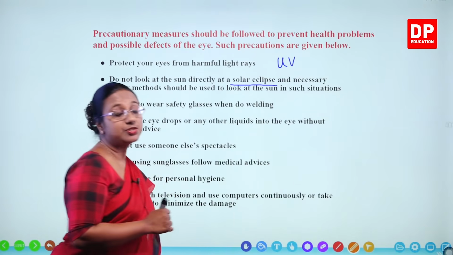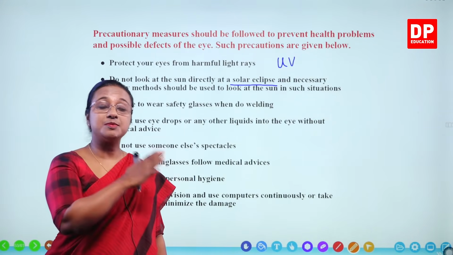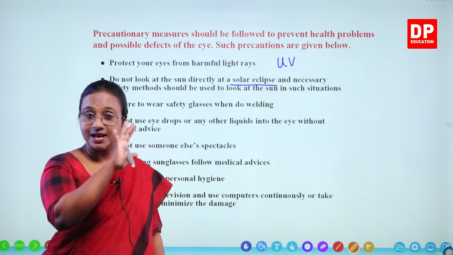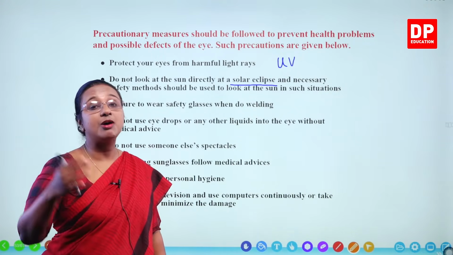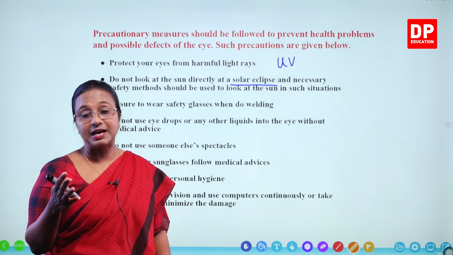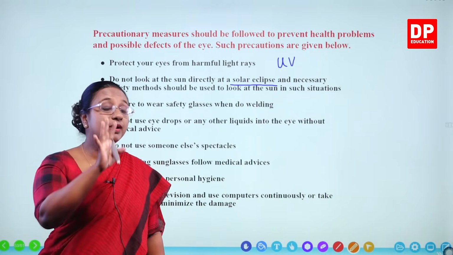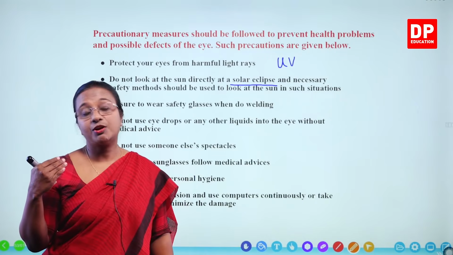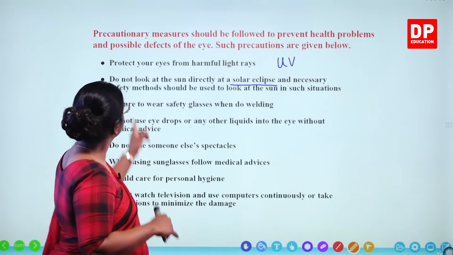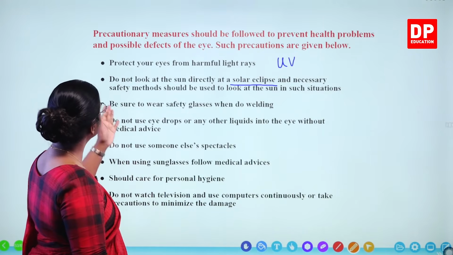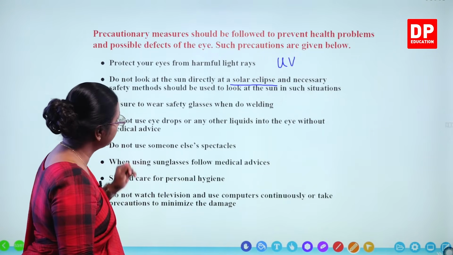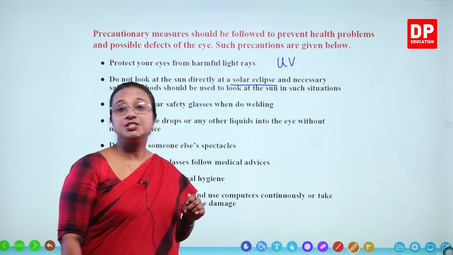So you all know what a solar eclipse is. When the moon comes between the sun and the earth, the sun gets covered, and at that time there is a very high amount of radiation being emitted by the sun. And if you look at that directly, that can cause a lot of problems to your vision. So do not look at the sun directly at a solar eclipse, and necessary safety methods should be used to look at the sun in such a situation.